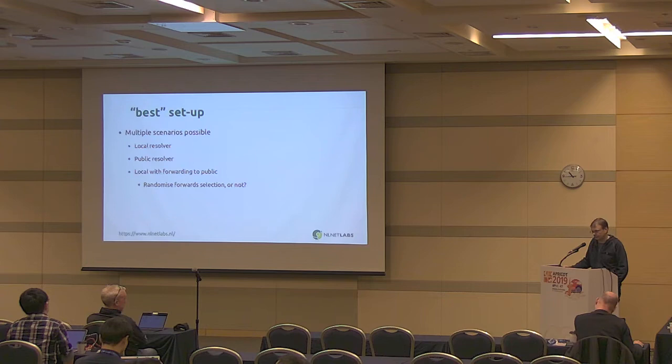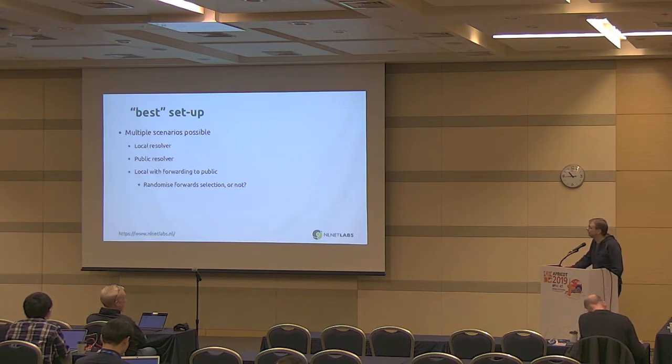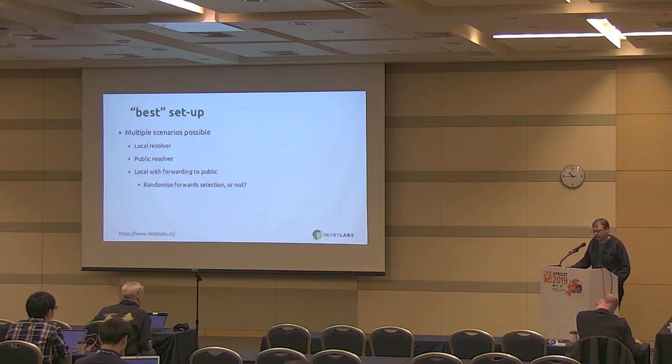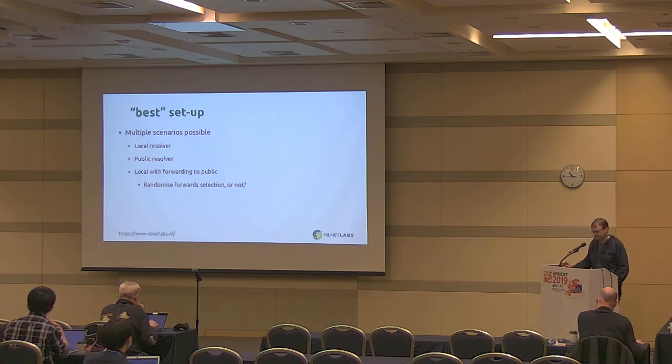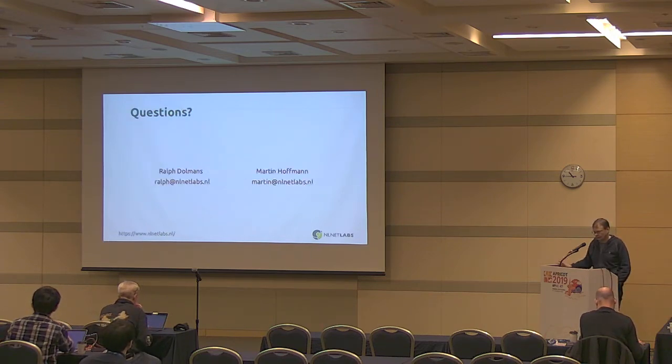So what we thought might be the best is to use a mixture of all three. So use your local resolver, use a set of public resolvers that you think you can trust. Possibly also have your own resolver shared with a bunch of people. The more people, the better. And then randomize your queries, spread them out over as many resolvers as possible. And with that, we're done. Do we have any questions?